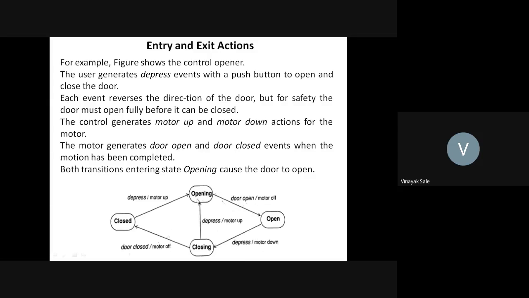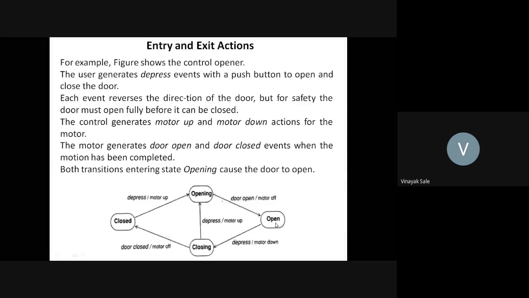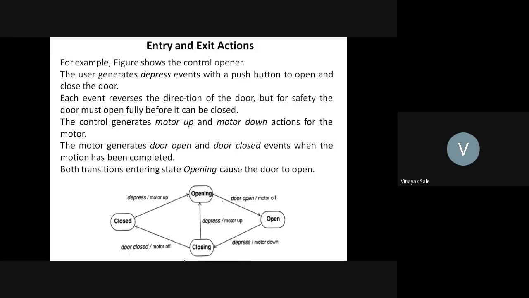It will remain in the opening state till it completes opening. Whenever the button is pressed again, it goes to the closing state, and it will keep closing till it completes closing. But in the state of closing, whenever I press the button, it goes to the opening state, not to the complete close. It goes to the opening state and the door becomes open.